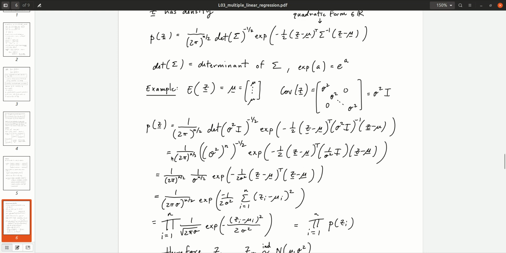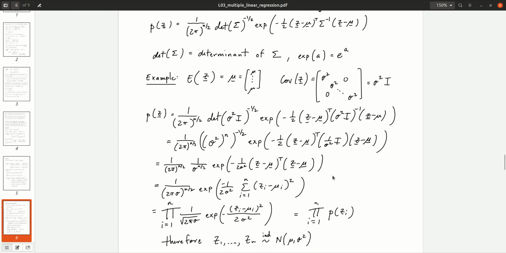All right, so the second line here is a simplified expression. Just writing things out, we get 1 over 2 pi to the n over 2, sigma to the minus n over 2, which is 1 over sigma to the n over 2. And then since we have sigma squared I here, we pull out the 1 over sigma squared, so we get 1 over 2 sigma squared. And then I times z minus mu is just z minus mu. So we get minus 1 over 2 sigma squared, z minus mu transpose z minus mu.